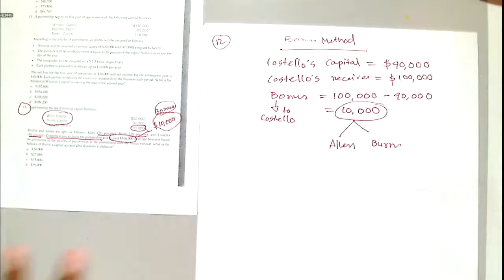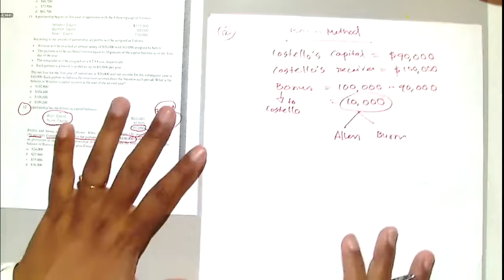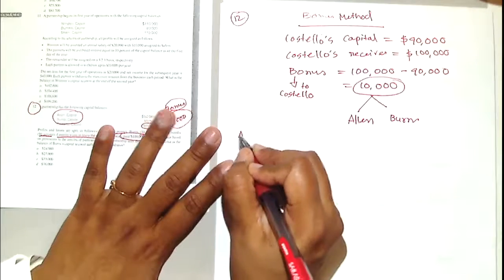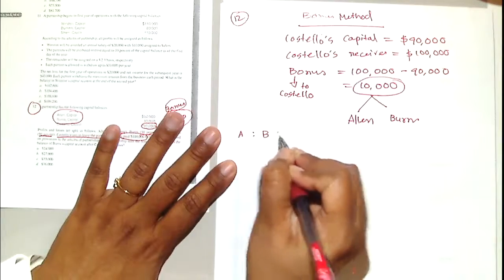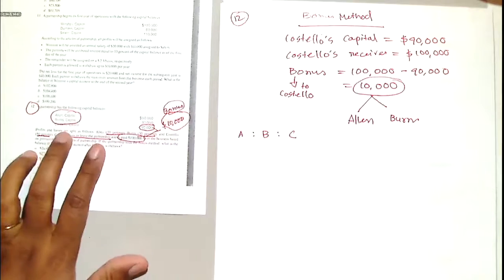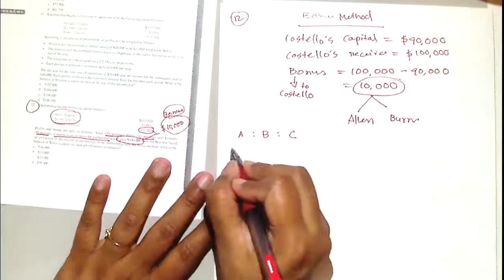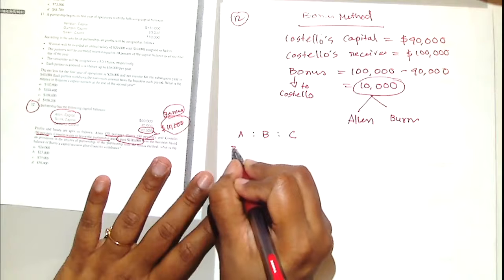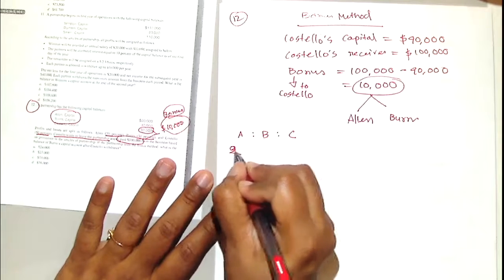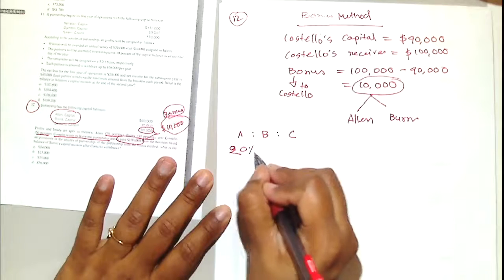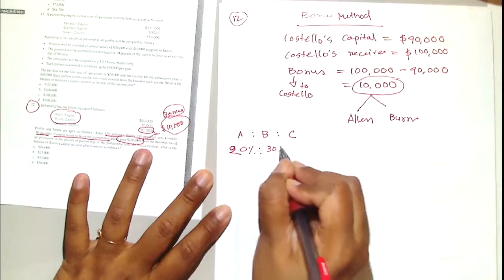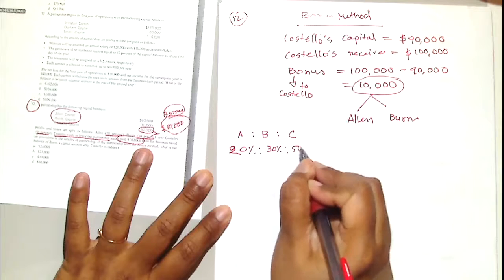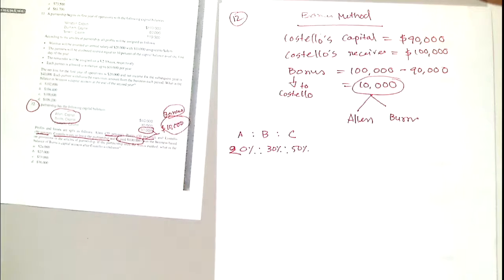Now, how are we going to allocate this bonus? How much will Allen pay? How much will Barnes pay? Remember, they have an old ratio, right? I'll show you here. I'm writing A, B, C: Allen, Barnes, Costello. And the old ratios were Allen 20%, Barnes 30%, Costello 50%. These were the old ratios.